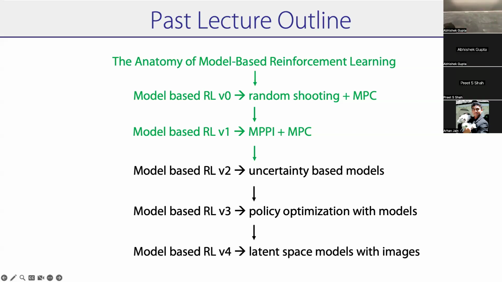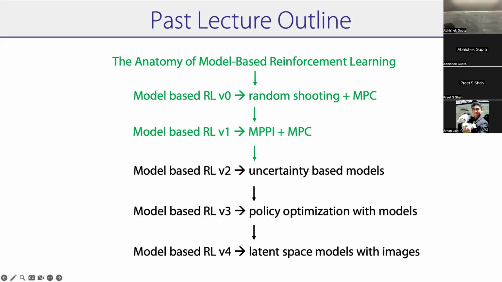Okay, so we covered the anatomy of basic model-based RL, then we talked about doing random shooting in MPC, and then we talked about using MPPI, and we started talking about uncertainty a little bit, and then we ran out of time, right? And then today what we're going to try and do is finish up uncertainty-based models.